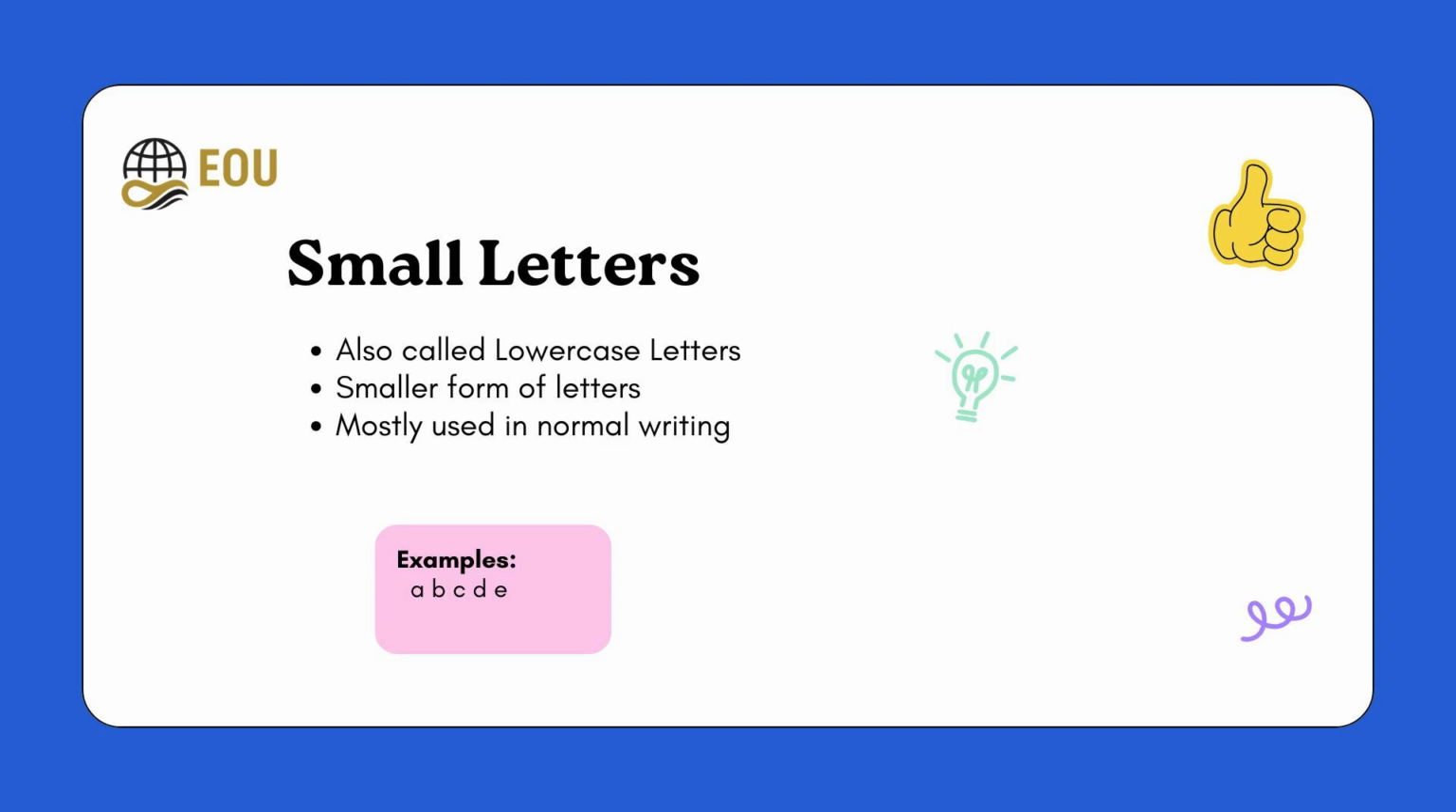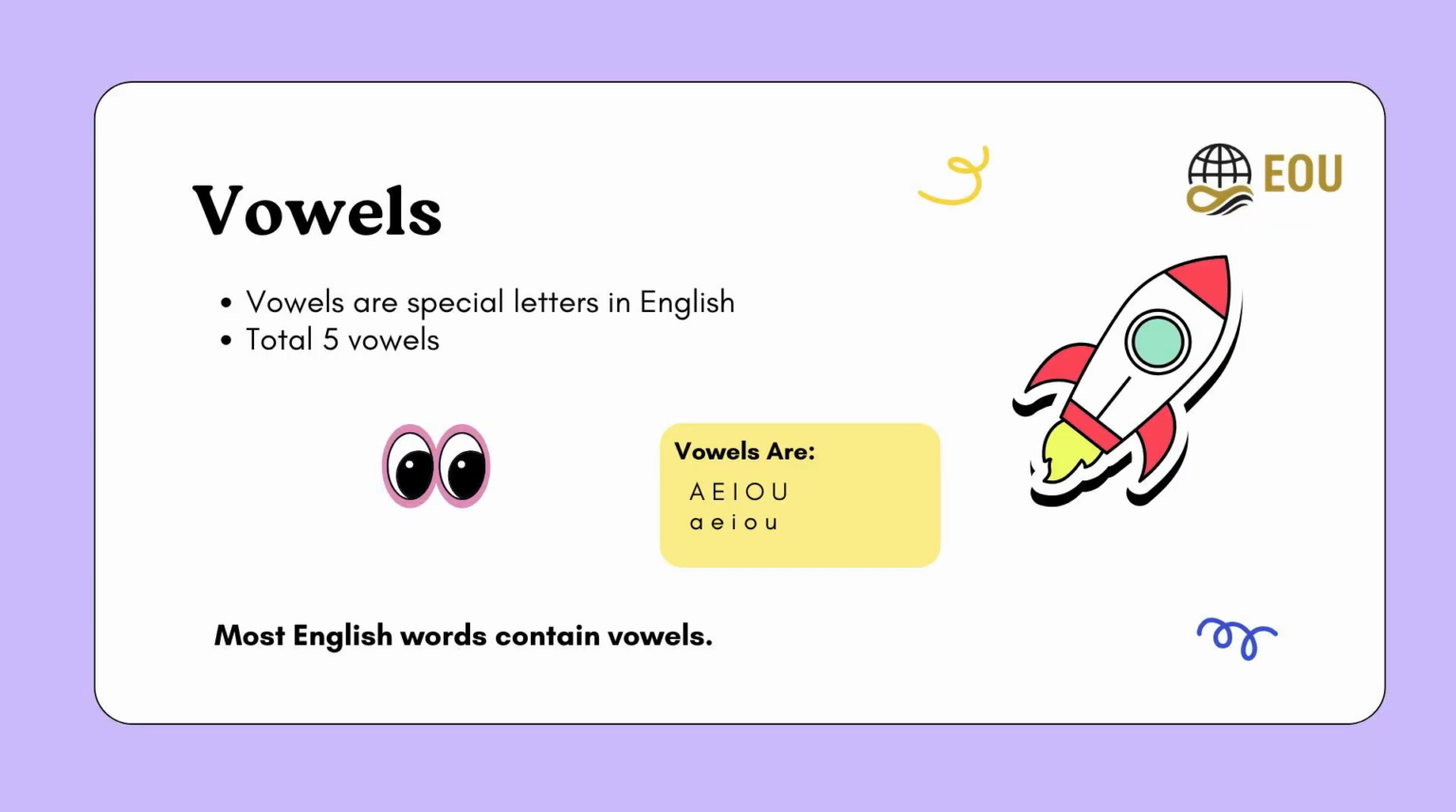Very good. Now let's learn vowels. Vowels are special letters in English. There are total 5 vowels. They are A, E, I, O, U. And in small letters, a, e, i, o, u. Most English words contain vowels. Now repeat the vowels with me. A, E, I, O, U.